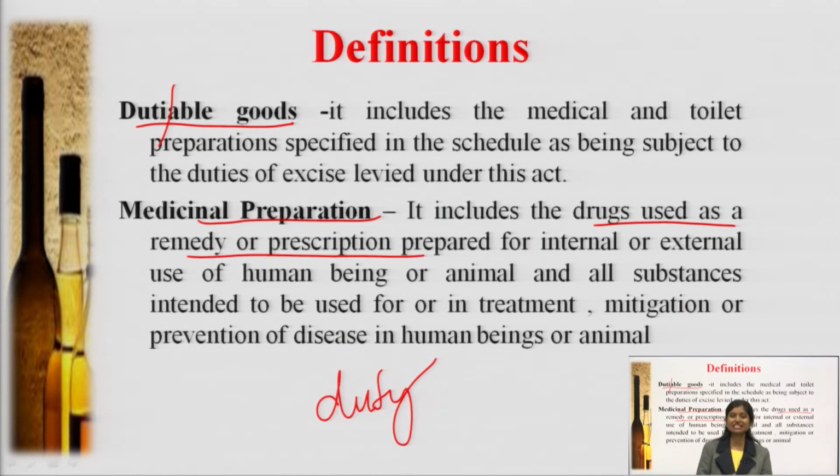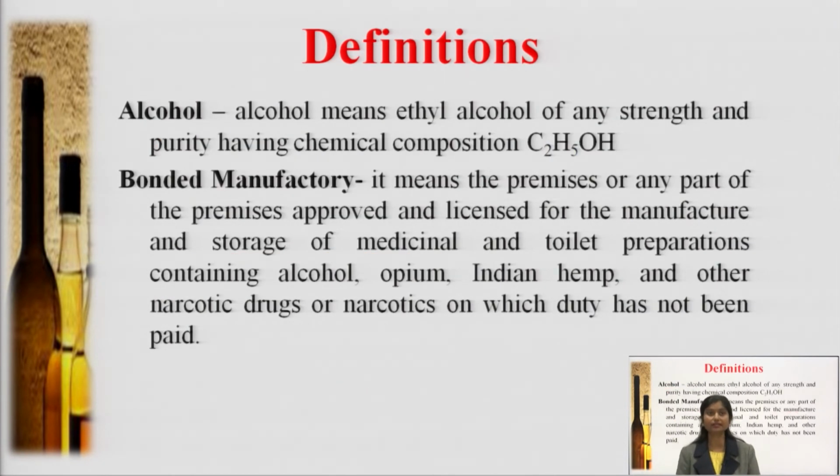Those things which are used to improve the health of a human being or an animal, or you can literally say a living organism, are termed as medicinal preparation, because they are remedies or the prescription prepared, that is, the doctors write the prescriptions, the detailed regime that you have to follow, then those can also be termed as medicinal preparations. Now, coming to the next word, that is alcohol.